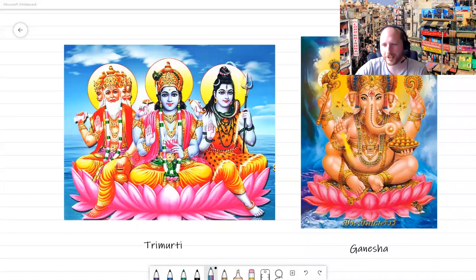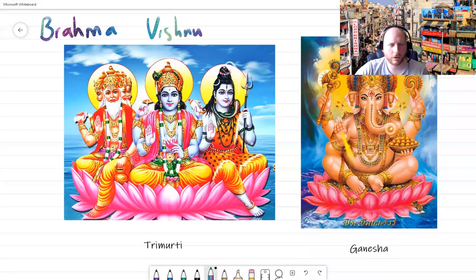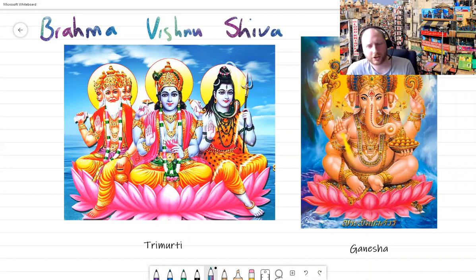How do we spell these? Okay, so let me write these up here. So we've got Brahma, then we have Vishnu. Some of these also have alternative spellings, but these are probably the most common, in the English spellings anyway. Shiva, there you are. So Brahma, Vishnu, and Shiva: creating, protecting or preserving, and destroying.